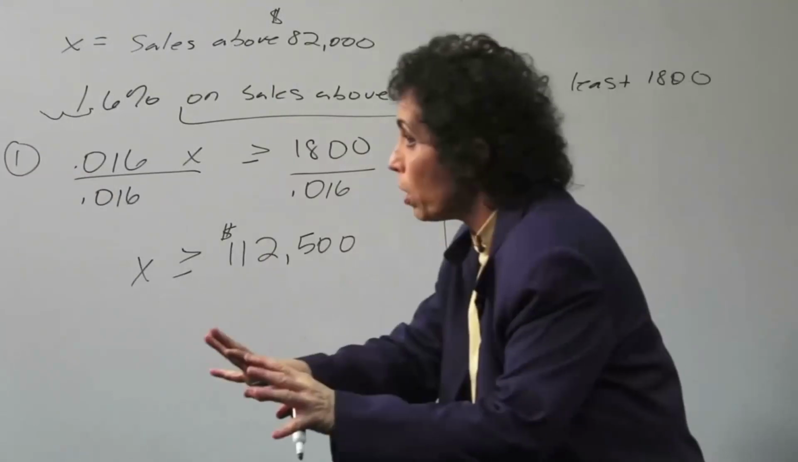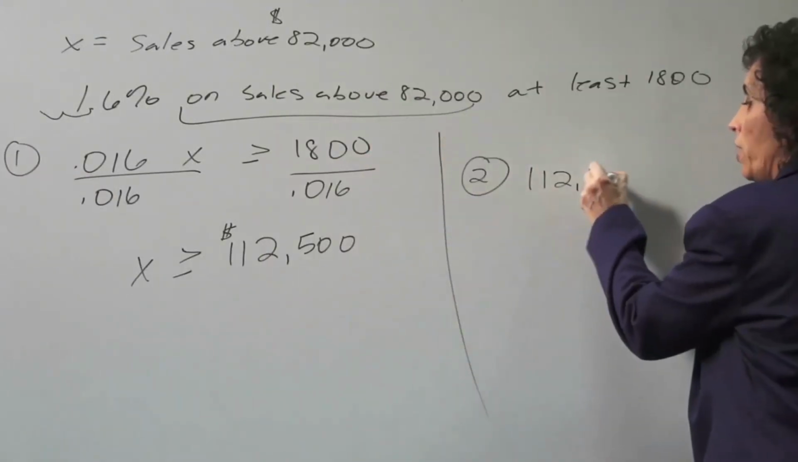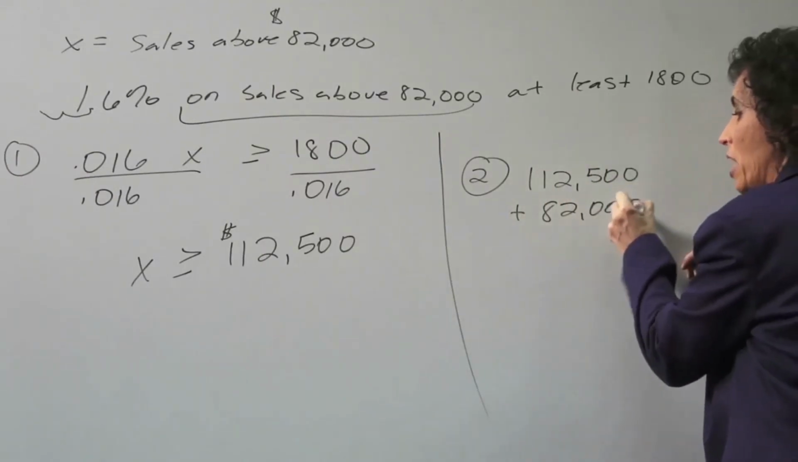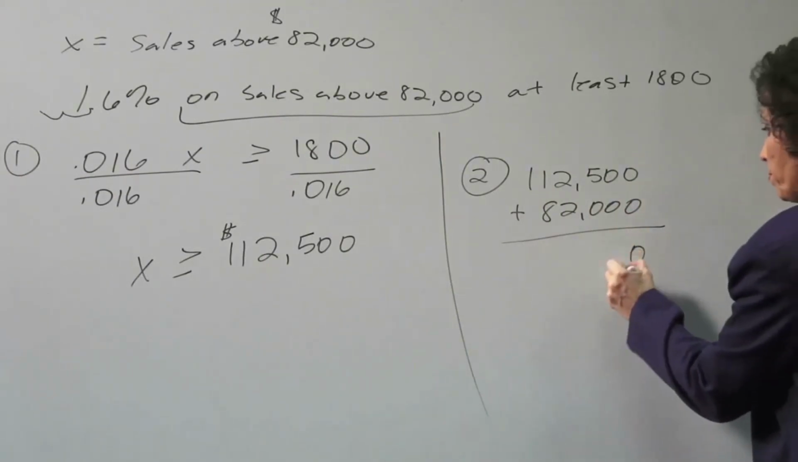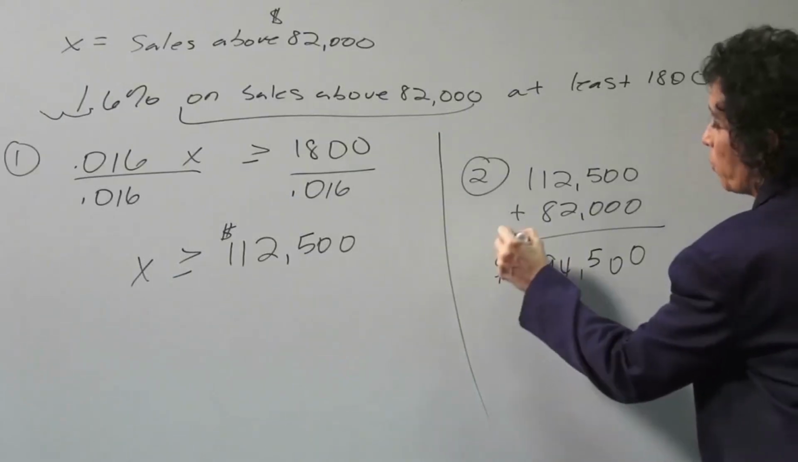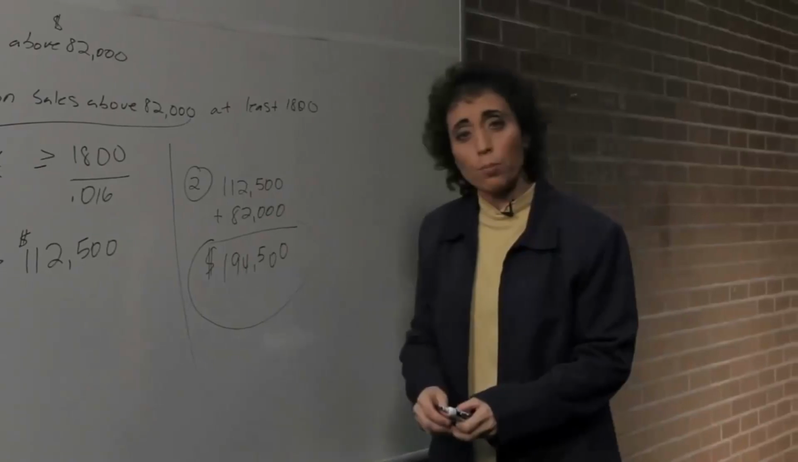Now, there was another way to do this problem, but I think it was a little harder. Okay, so now I have to take 112,500 and add it to 82,000, because remember, he got nothing for that. Nothing. Okay. He has to make $194,500 a year. Yeah, right. But that's how you do that problem.